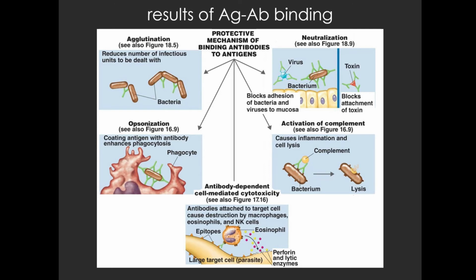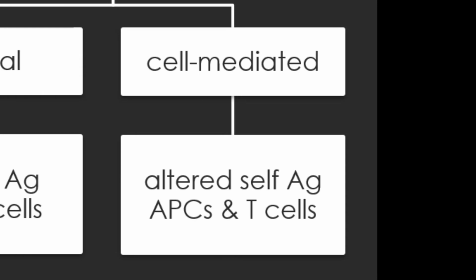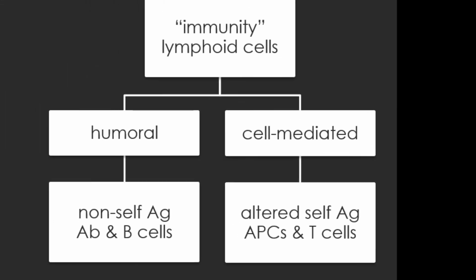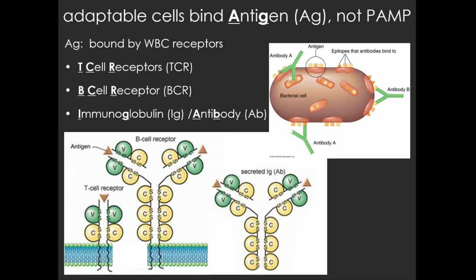The cell-mediated branch is all about interacting with body cells, and that's why we call it the cell-mediated branch, because the T cells that work within the cell-mediated branch of the immune system are always encountering antigen that's been shown to them by an antigen-presenting cell. So let's just get a refresher on what we mean by antigen. We want to remember that antigen is not PAMP.